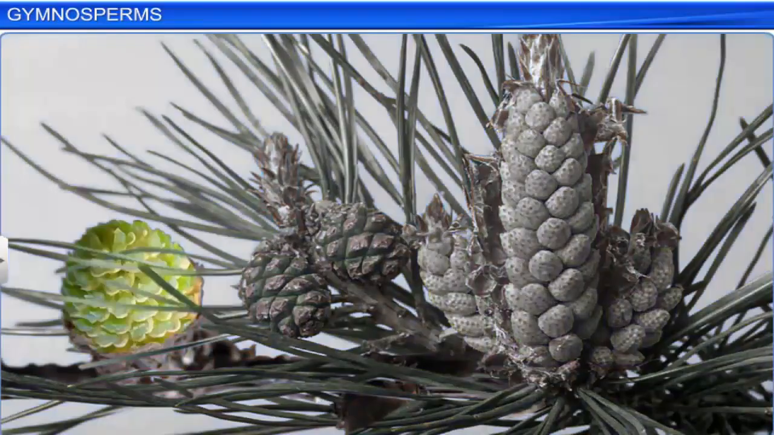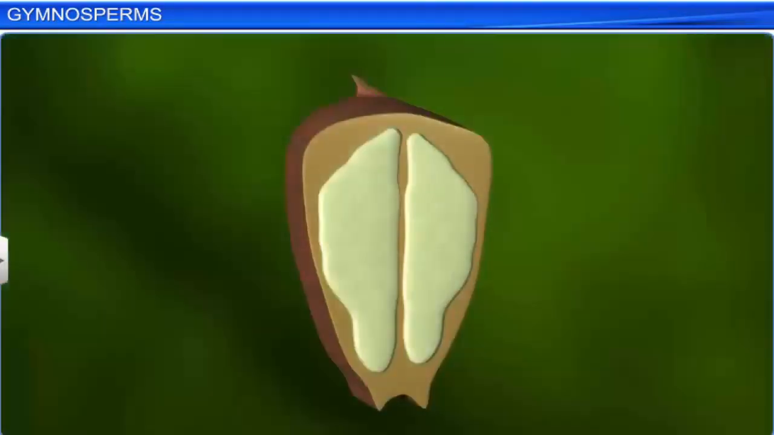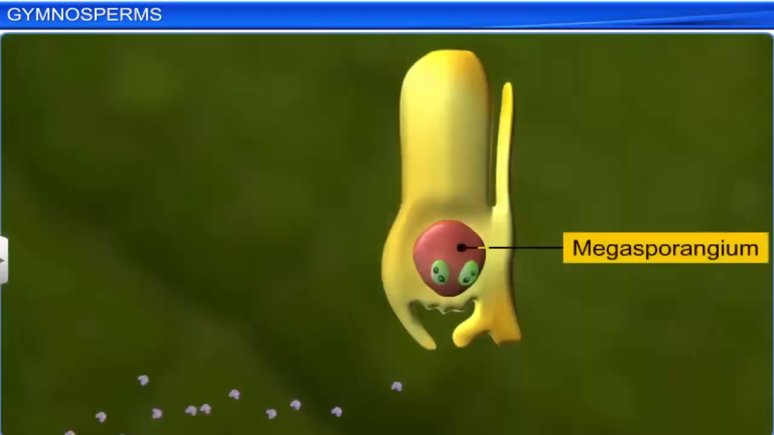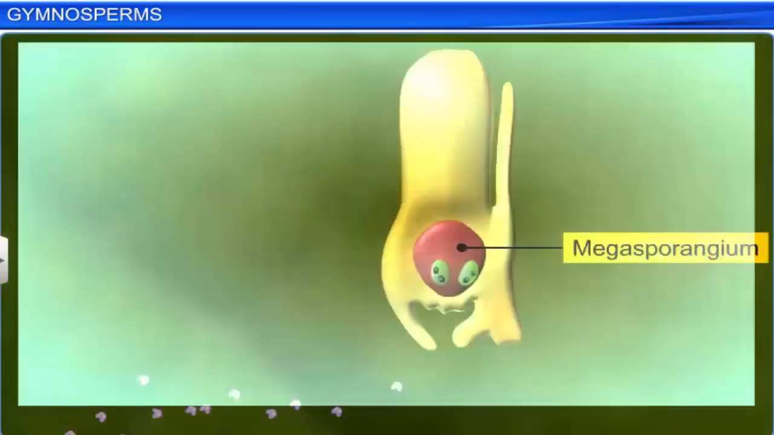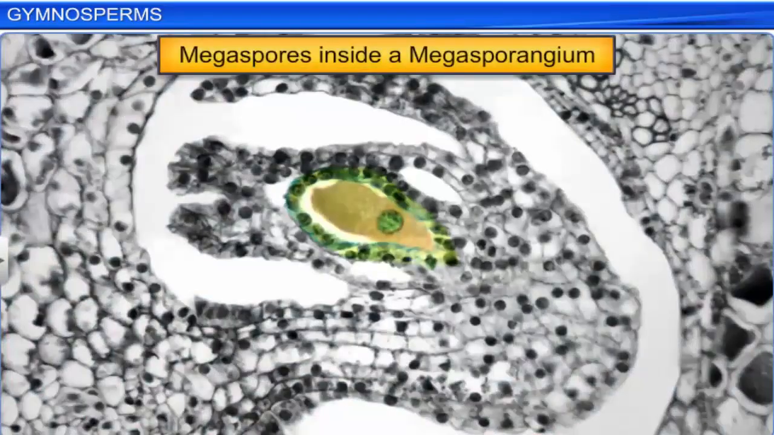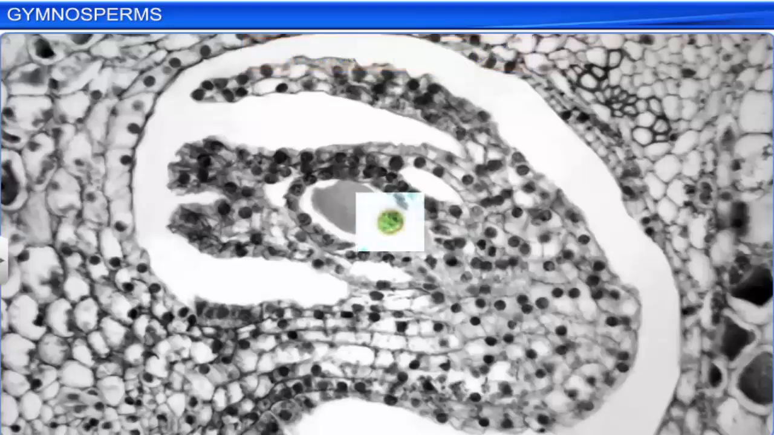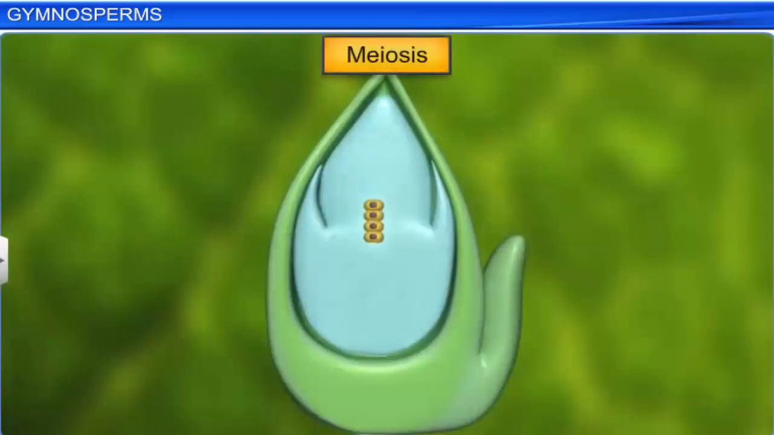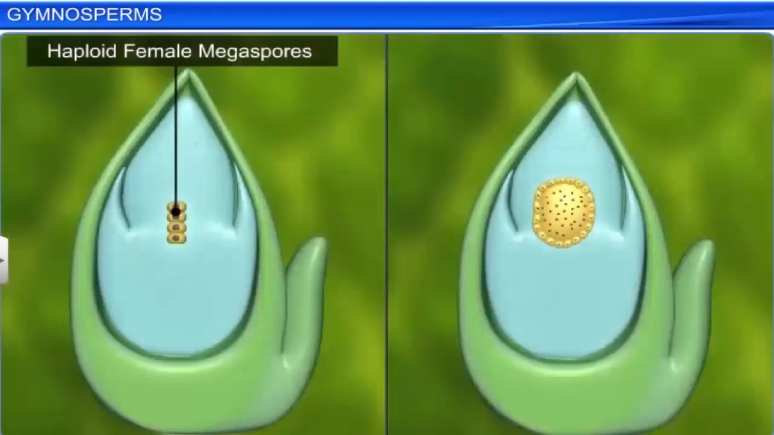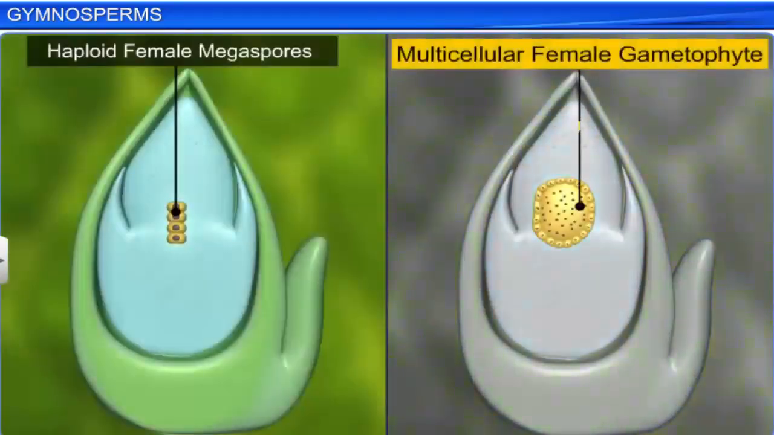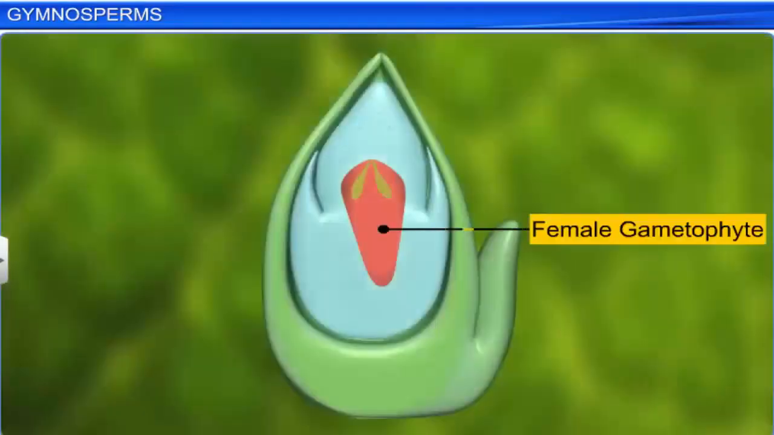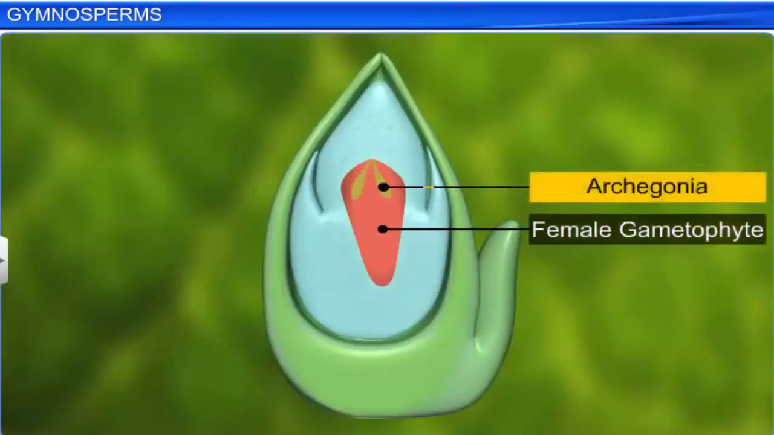The female strobilus is a cluster of megasporophylls which bears ovules containing the megasporangium or nucellus. The megasporangium, surrounded by a layer of envelopes, produces haploid megaspores and a megaspore mother cell which looks distinctly different from the other megaspores. The megaspore mother cell undergoes meiosis to give rise to 4 haploid megaspores. One of these spores develops into a multicellular female gametophyte. The female gametophyte further bears 2 or 3 female sex organs called archegonia, which develop inside the ovule.